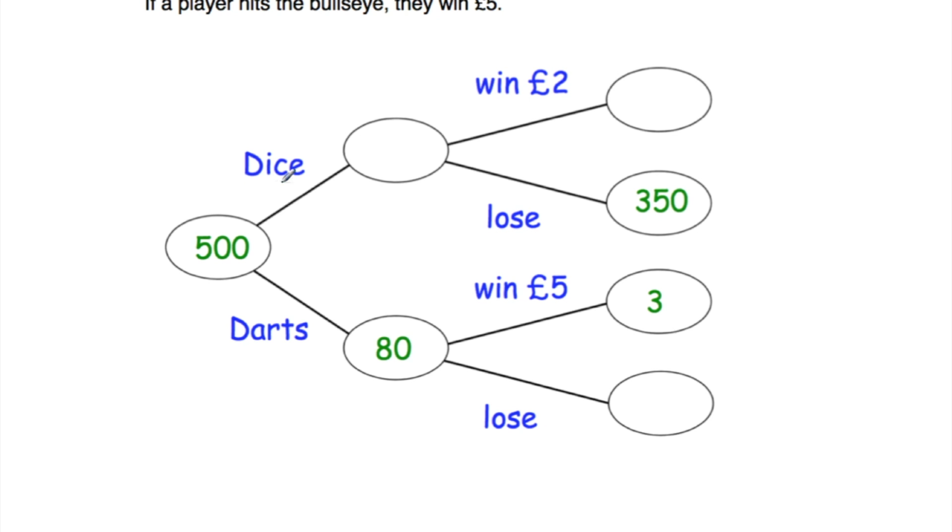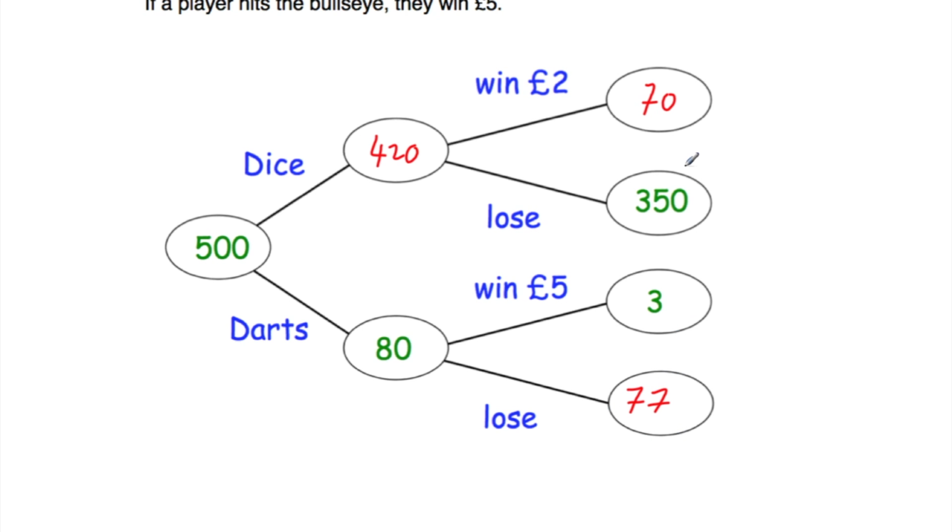So let's have a look at our frequency tree. So the game is played 500 times, and on 80 occasions people throw the dart, so that means that 420 roll the dice, and we're told that 350 lose whenever they roll the dice. That means if we do 420 take away 350, that's equal to 70 people win. So 70 people win £2. Now, in terms of throwing the darts, well, on 80 occasions they choose to throw the dart, and on 3 occasions they hit the bullseye and win the £5. And that means on 77 occasions they don't win. So that means that 77 is going to go here.